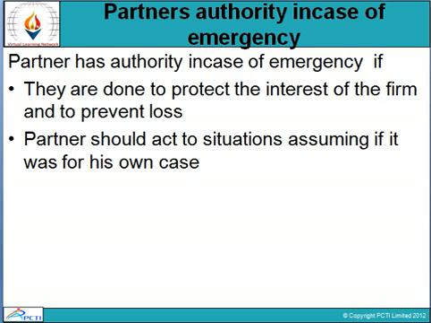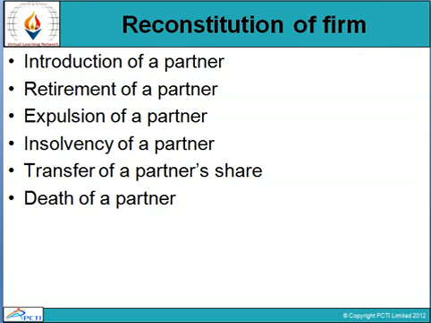Partner's authority in case of emergency. Partners have authority in case of emergency if the acts are done to protect the interest of the firm and to prevent loss. Second, partner should act in the situation as if it was his own case. Reconstitution of firm. Introduction of a partner, retirement of a partner, exclusion of a partner, insolvency of a partner, transfer of a partner's shares, and last one is death of a partner.